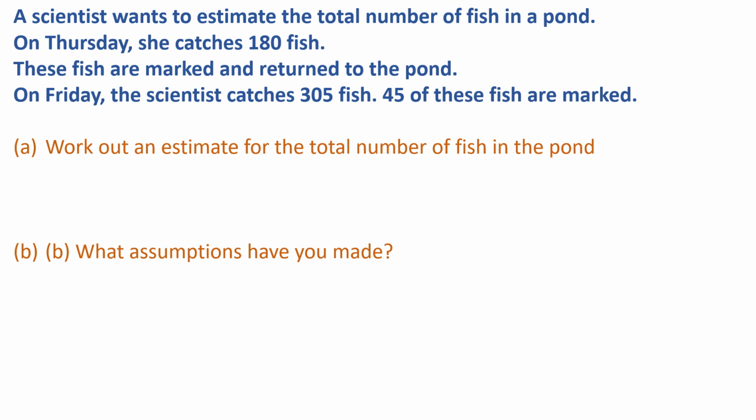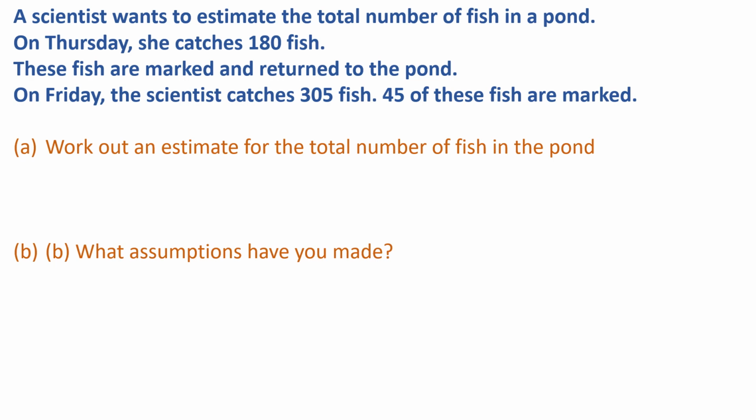So let's read this question. A classic capture recapture question is about fish in a pond, and it's usually about estimating the size of a population. So I've got a scientist estimating how many fish are in a pond. She catches some fish on one day, and importantly, she marks them with some sort of tag and puts them back in the pond. The next day, she comes back to the pond, catches some other number of fish, and finds that some fraction of them are marked. We can use that to make a good estimate for how many fish are in the pond.